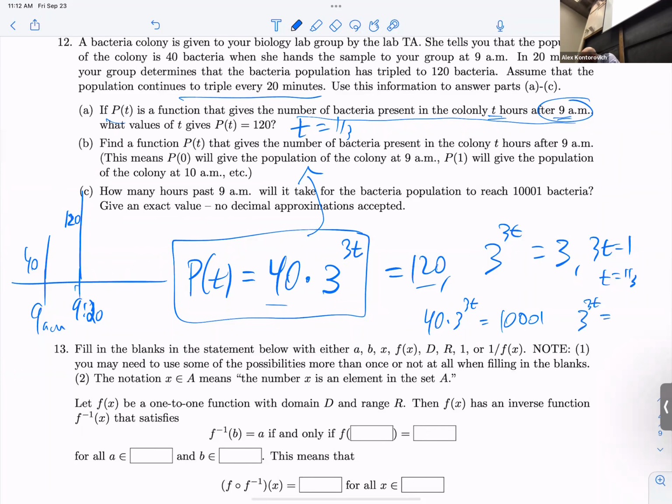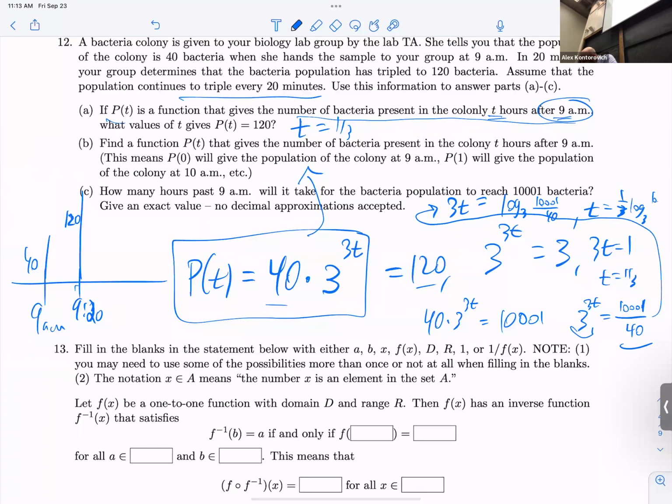Well, 3 to the 3t is equal to 10,001 divided by 40. Leave it alone. We don't have calculators, just leave it as it is. If I take log base 3 of both sides, I'm running out of room. Let's go over here. If I take log base 3 of this, what do I get? 3t, and I'll take log base 3 of this. Well, it's just log base 3 of 10,001 over 40. And then I divide that by 3. So t is equal to 1/3, which you can think of as the cube root, whatever.